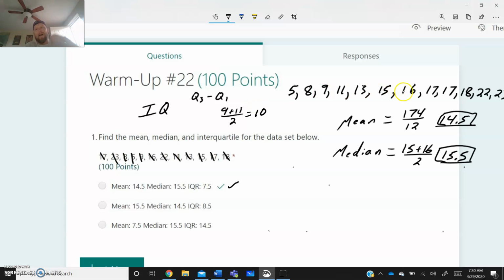For the second thing, I'm going to come down here to the second half of my data, and my two middle numbers are going to be 17 and 18. Same thing, it's 17 plus 18 divided by 2, and that's going to give me 17.5. And remember, we do Q3 minus Q1. So it's 17.5 minus 10, which is going to give you 7.5. That is your interquartile range, 7.5.